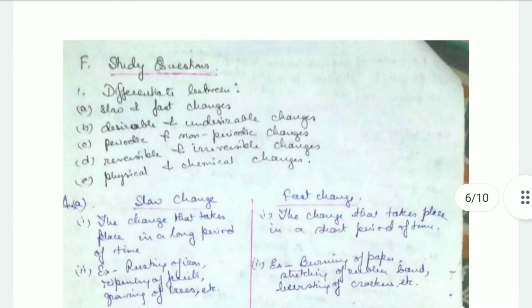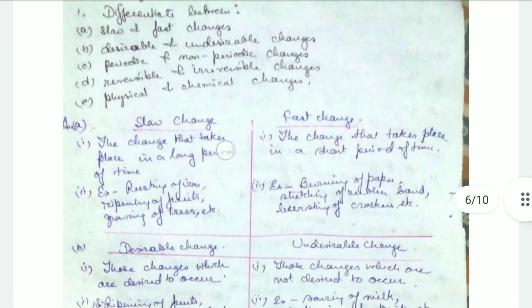Next, we come to some differentiations. Slow and fast change. The change that takes place over a longer period of time, which takes a long time to change, is a slow change. A fast change takes place in a very short time. For example, rusting of iron, ripening of fruits, growing of trees are slow changes, whereas fast changes are burning of paper, stretching of a rubber band, bursting of crackers, etc.